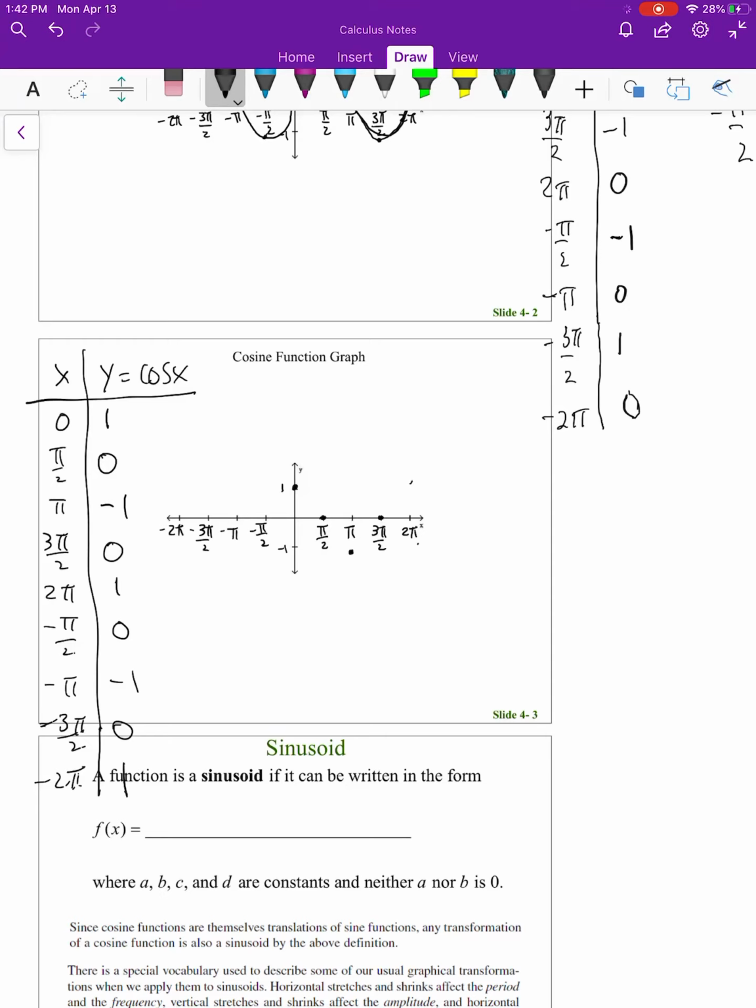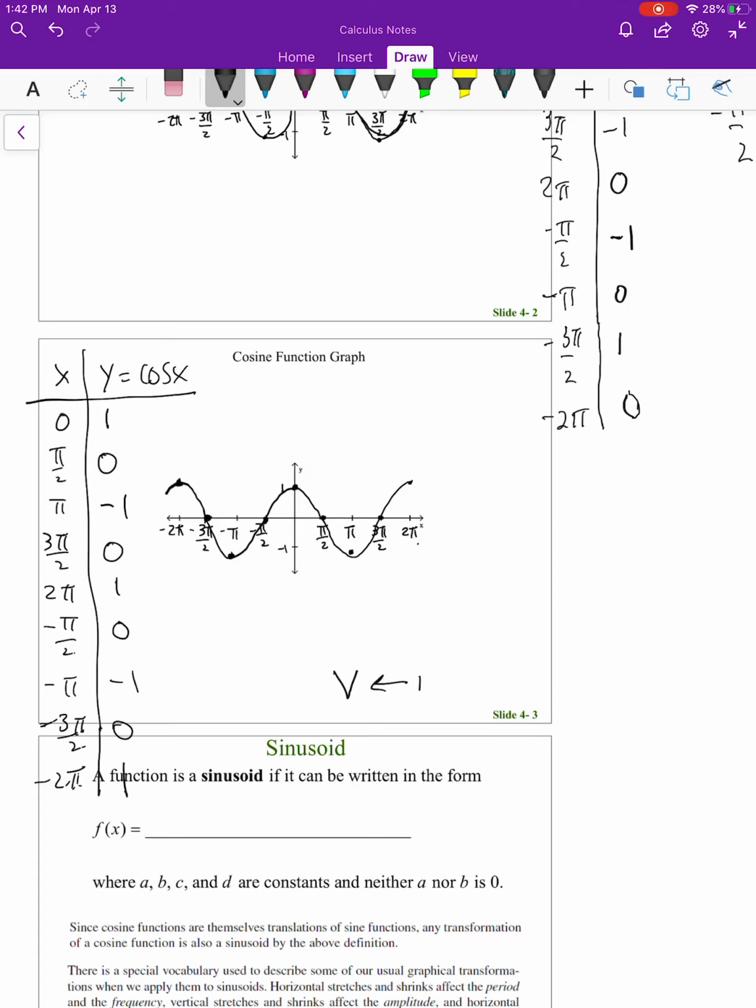We start 0, 1, pi over 2, 0, pi, negative 1, 3 pi over 2, 0, and 2 pi, 1. Then we go negative pi over 2, we have 0, negative pi, we have negative 1, negative 3 pi over 2, we have 0, and negative 2 pi, we have 1 again. So now, again, a smooth curve connecting these points.